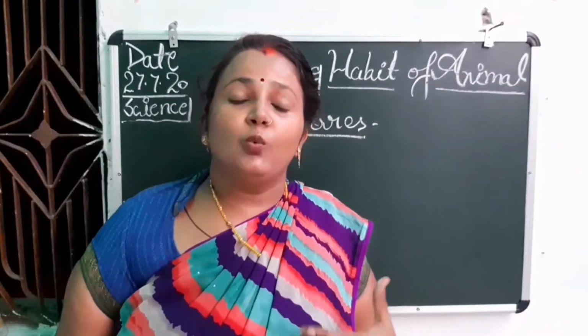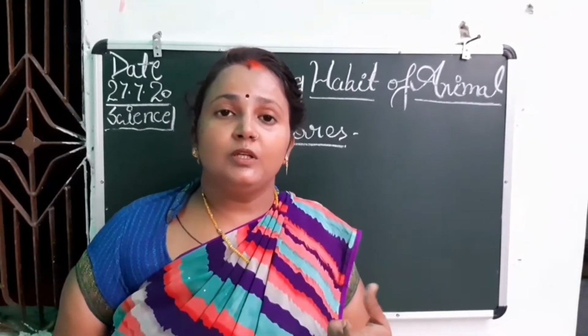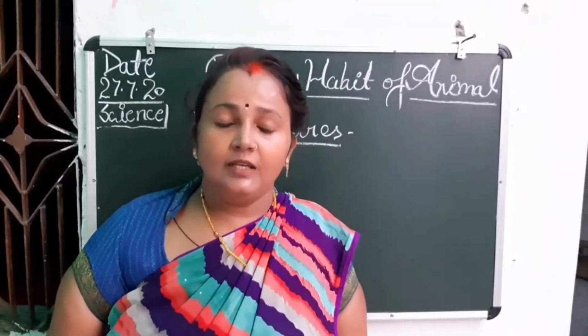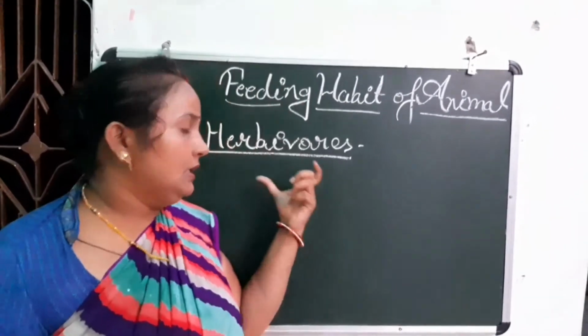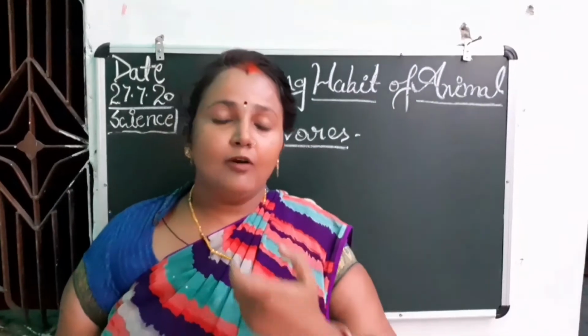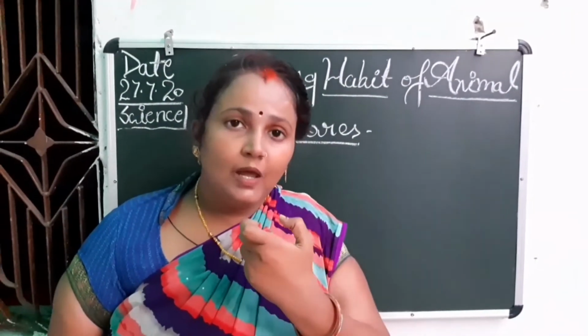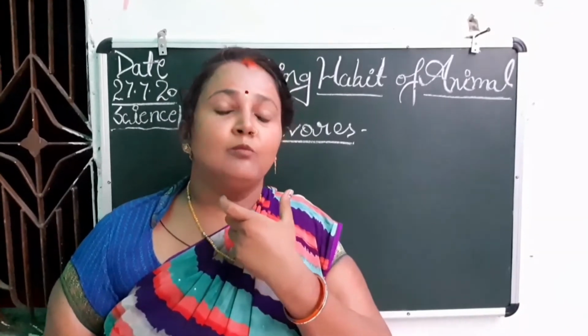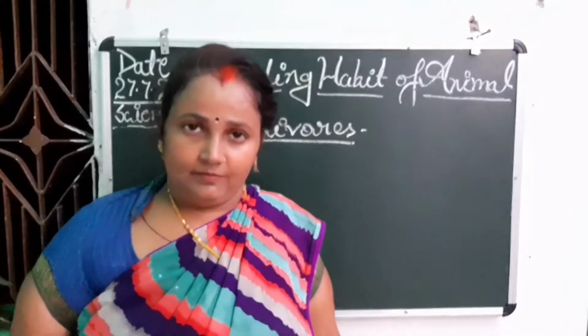Right? So, why do they depend on plants? Due to their teeth, right? They have a feature to cut the plant, meaning they have front teeth, incisor teeth. They can cut the plant, and at the back they have molar teeth. They can grind the plant.